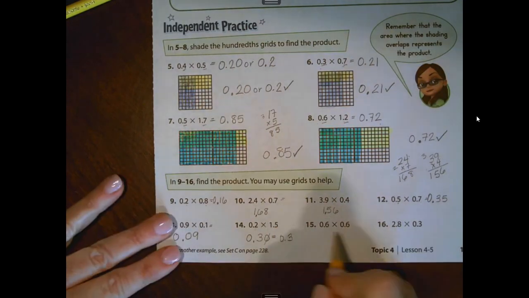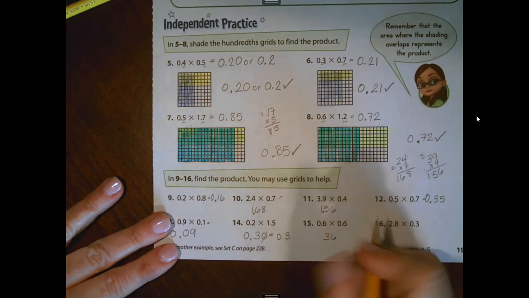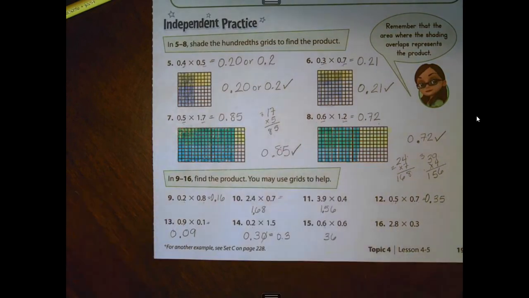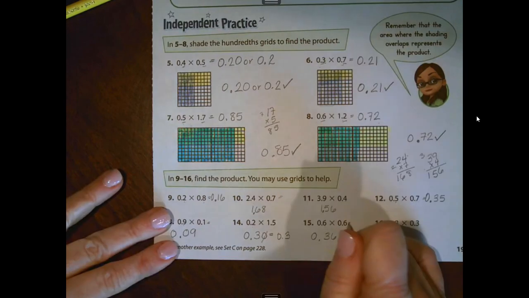All right, 6 tenths times 6 tenths. We're going to start by treating it as 6 times 6 is 36. We have 2 decimal digits in the factors. I need 2 in my answer. So we get 36 hundredths.